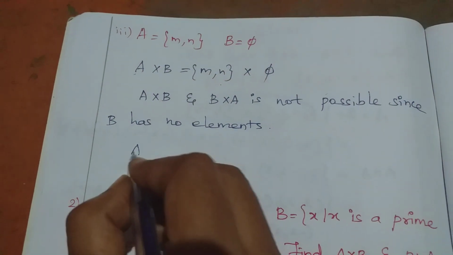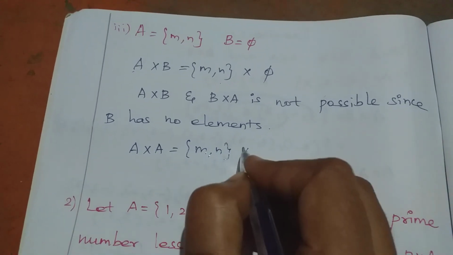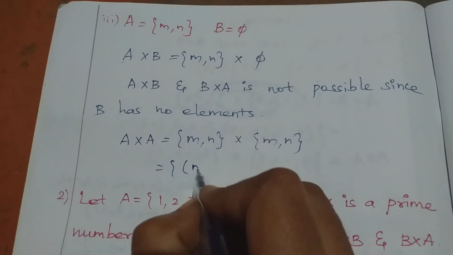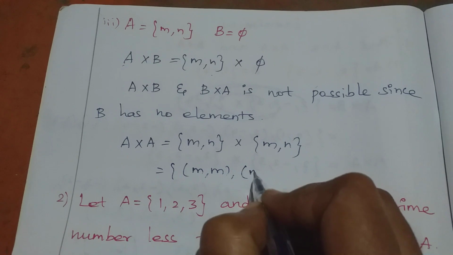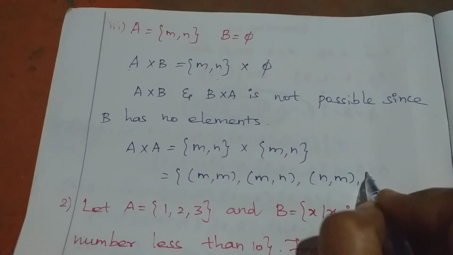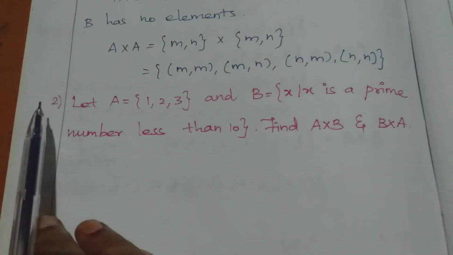So next you have to find A cross A. So what is A? {m, n} cross again {m, n}. So as usual you can find (m, m), (m, n), (n, m) and (n, n). Okay.